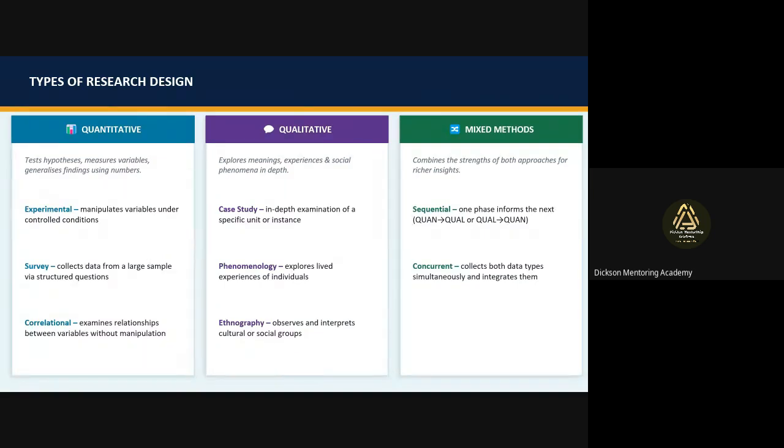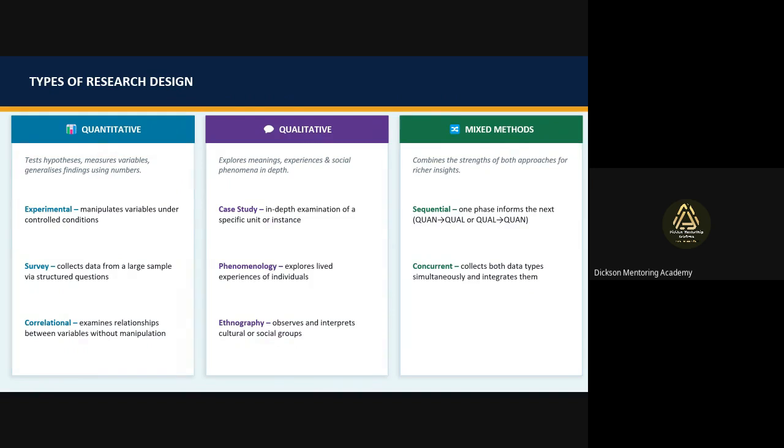Types of research design. We have the quantitative, qualitative, and mixed method. The quantitative research design focuses on numbers, measurement, and statistical relationships. So it tests hypotheses, measures variables, generalizes findings, using numbers.